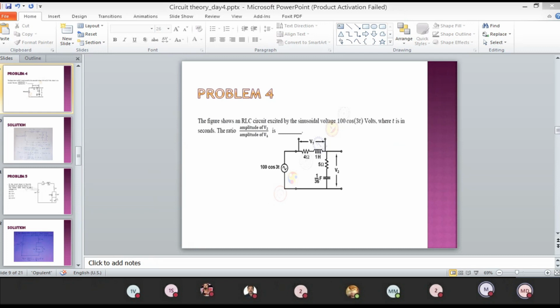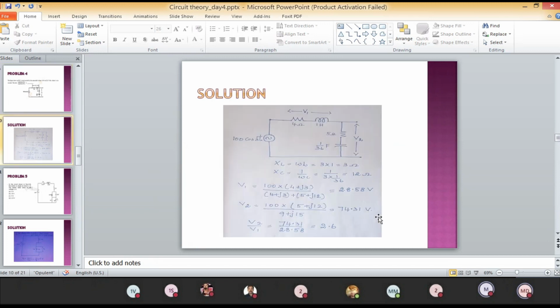Okay. So problems like this are very simple to understand, and these problems will give the benefit of working out very fast. Now, first find XL and XC. XL is omega L, and omega is already given in cos omega t, so omega is equal to 3. XC is 1 by omega C. Omega is 3 and C is already given as 1 by 36. So XL is 3 and XC is equal to 12.